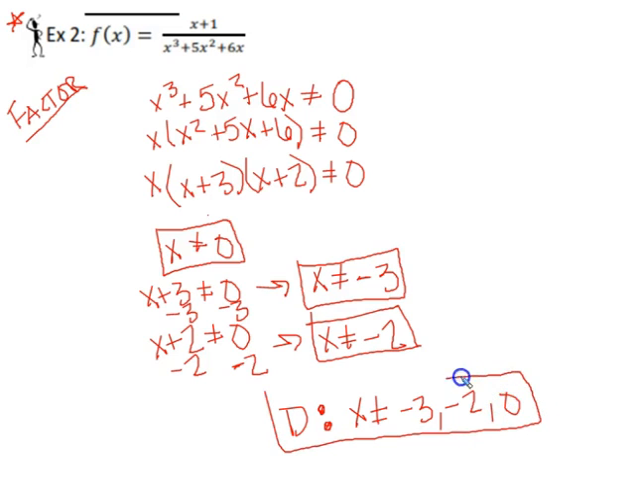Those are the 3 numbers that you cannot pick, because the moment you put them in, you will be dividing by 0. Right? And you know that you can't do that in a fraction. So any single number you can think of will work, except for these 3 values.